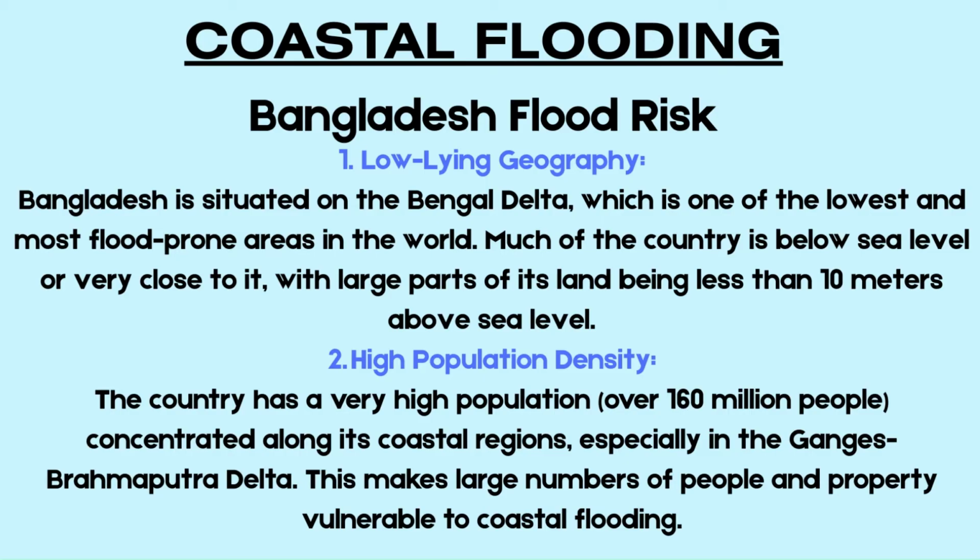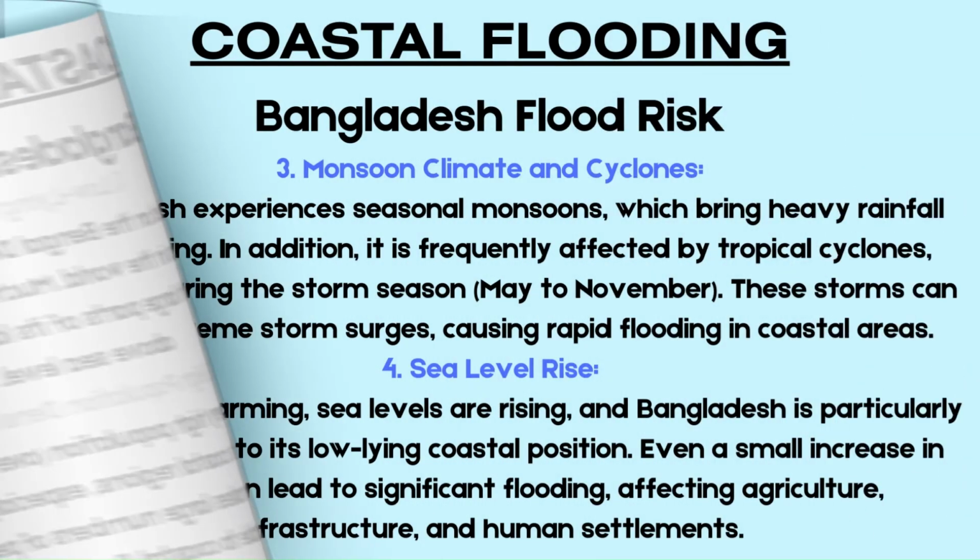Bangladesh is situated on the Bengal Delta, which is one of the lowest and most flood-prone areas in the world. Much of the country is below sea level or very close to it, with large parts of its land being less than 10 meters above sea level. Secondly, high population density. The country has a very high population of over 160 million people concentrated along its coastal regions. This makes large numbers of people and property vulnerable to coastal flooding.